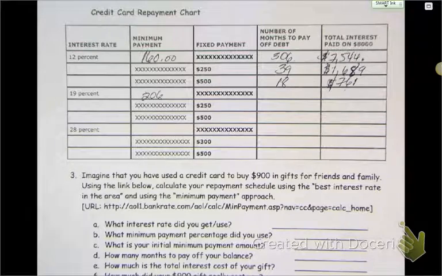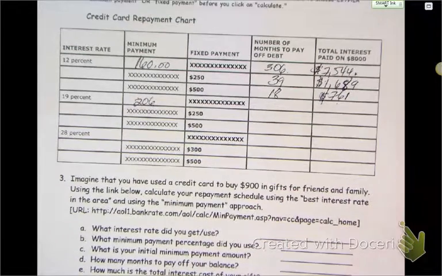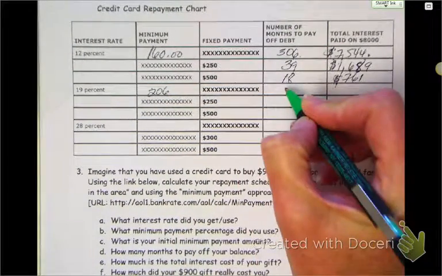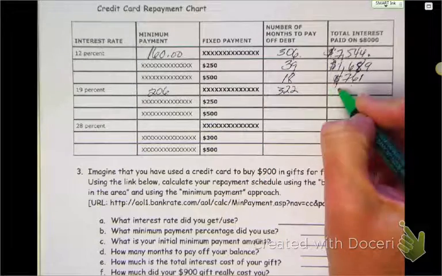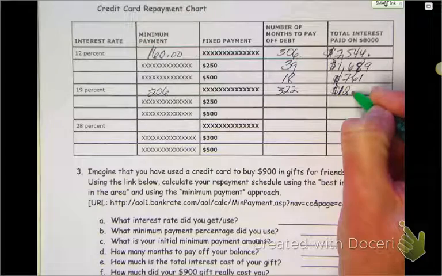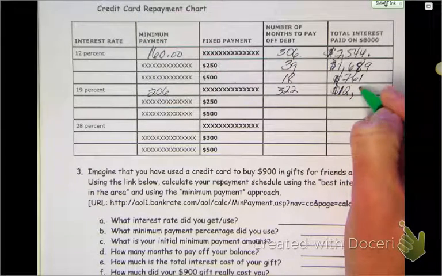Let me fill in the grid and then we'll just go back and check it out. Okay. So 206. Then you would have 322. And what else did you have, Steve? For interest rate? Yeah. The interest. Oh, interest paid was 12,072.